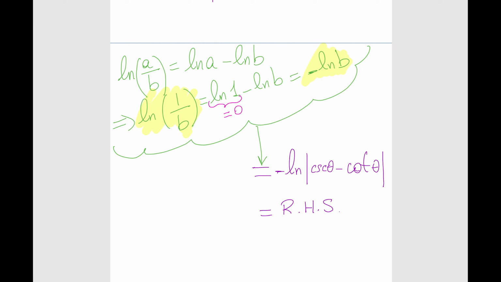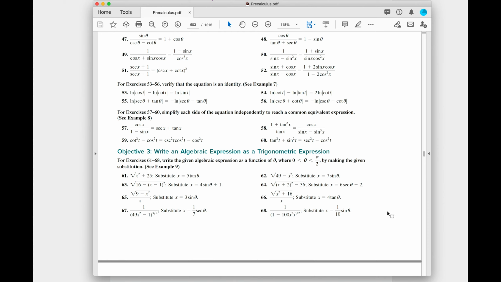Let's move on, and let's go back to the book. Let's choose one of the problems from 61 to 68, and let's say 66. The question is, write the given algebraic expression as a function of theta. So you have an algebraic expression in x. You want to rewrite it in theta, and they gave you a substitution. Just replace x by this much, where theta is assumed to be between 0 and pi over 2, so it's an acute angle. So we want to rewrite the square root of x squared plus 16 divided by x with this substitution as a function of theta, and they told us that theta is an acute angle, right?